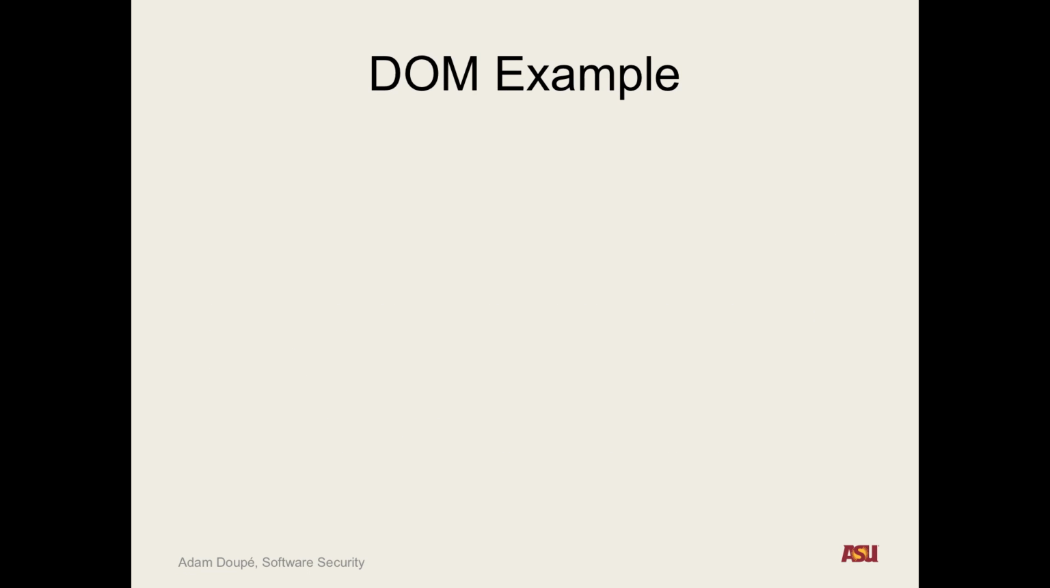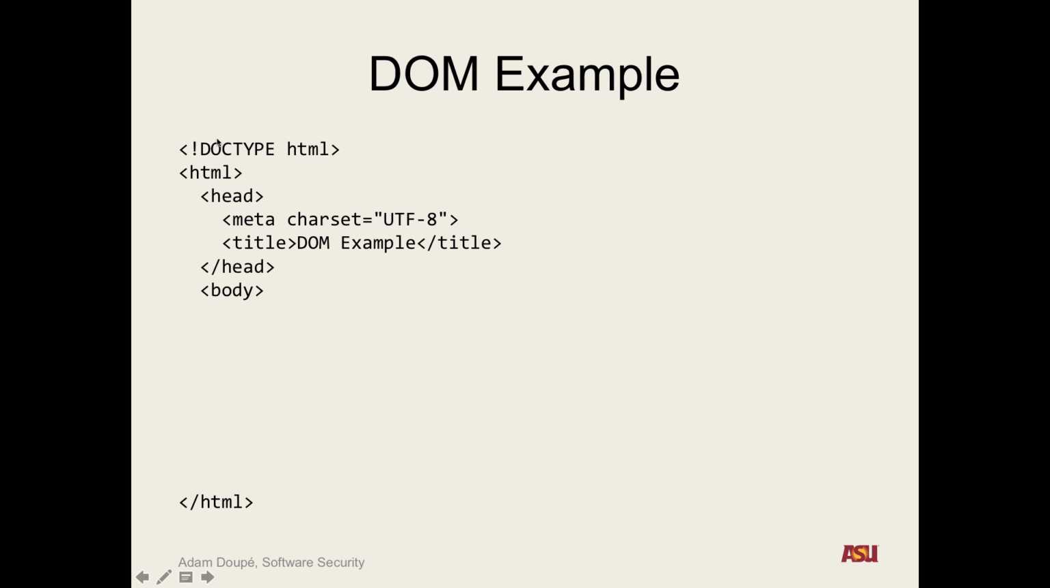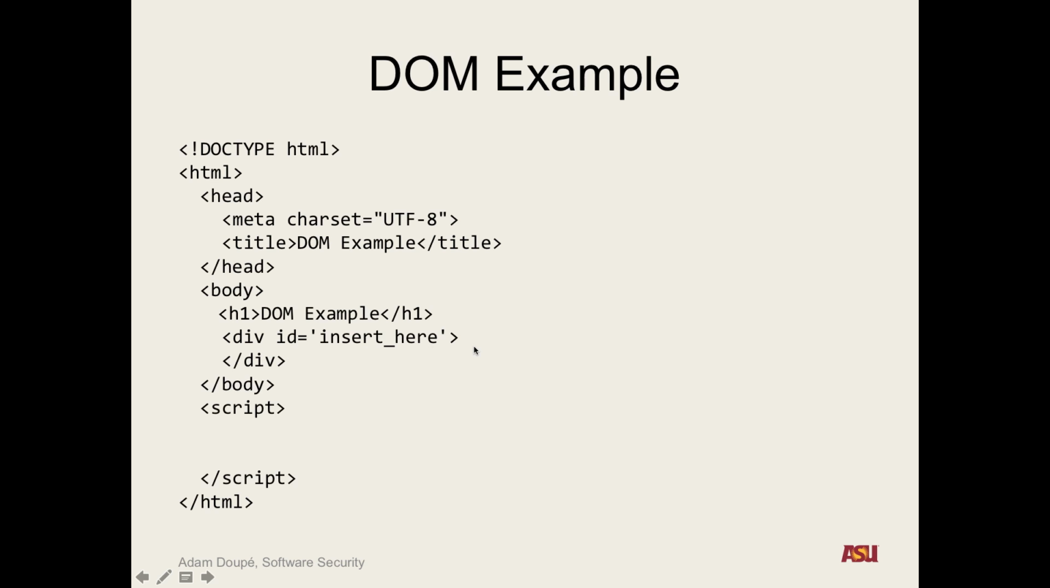So let's look at an example. Here we have our HTML page. This is a valid HTML5 page. Here we have an H1 tag, a header tag that's a DOM example, and inside there is a div tag that has an ID of insert here. And we have some super simple JavaScript code at the end here that first is going to create, and we know it's using the DOM, so it's calling the document object, an HR element. What's HR?